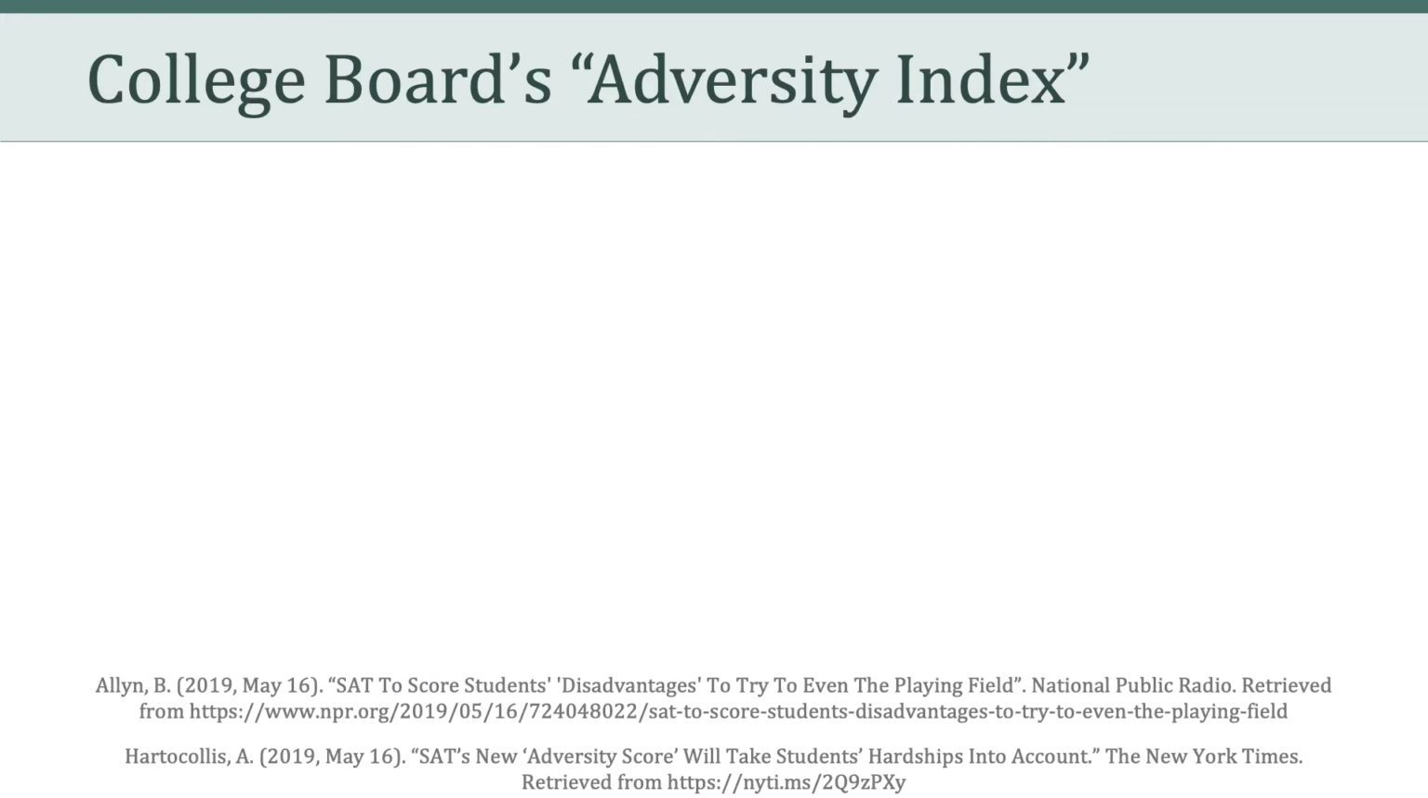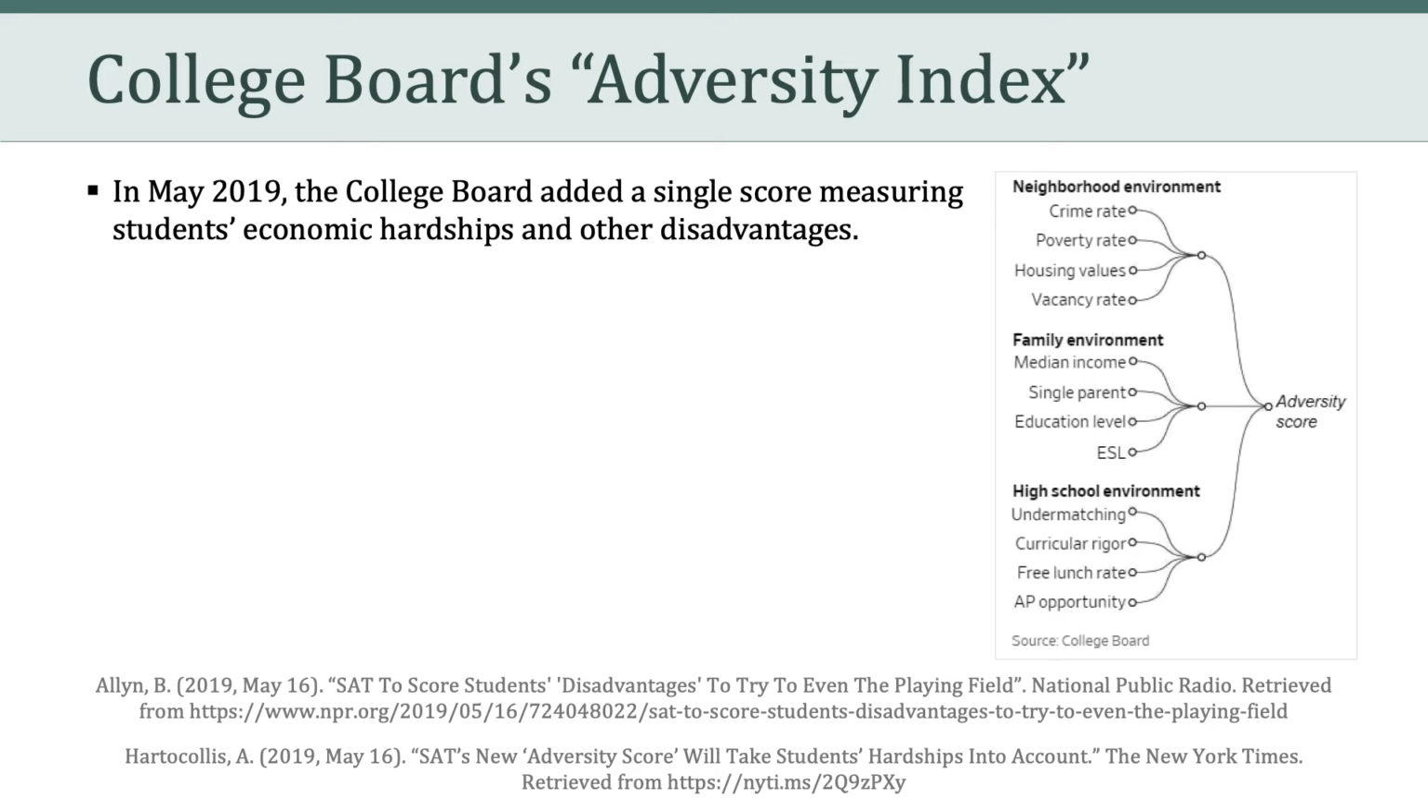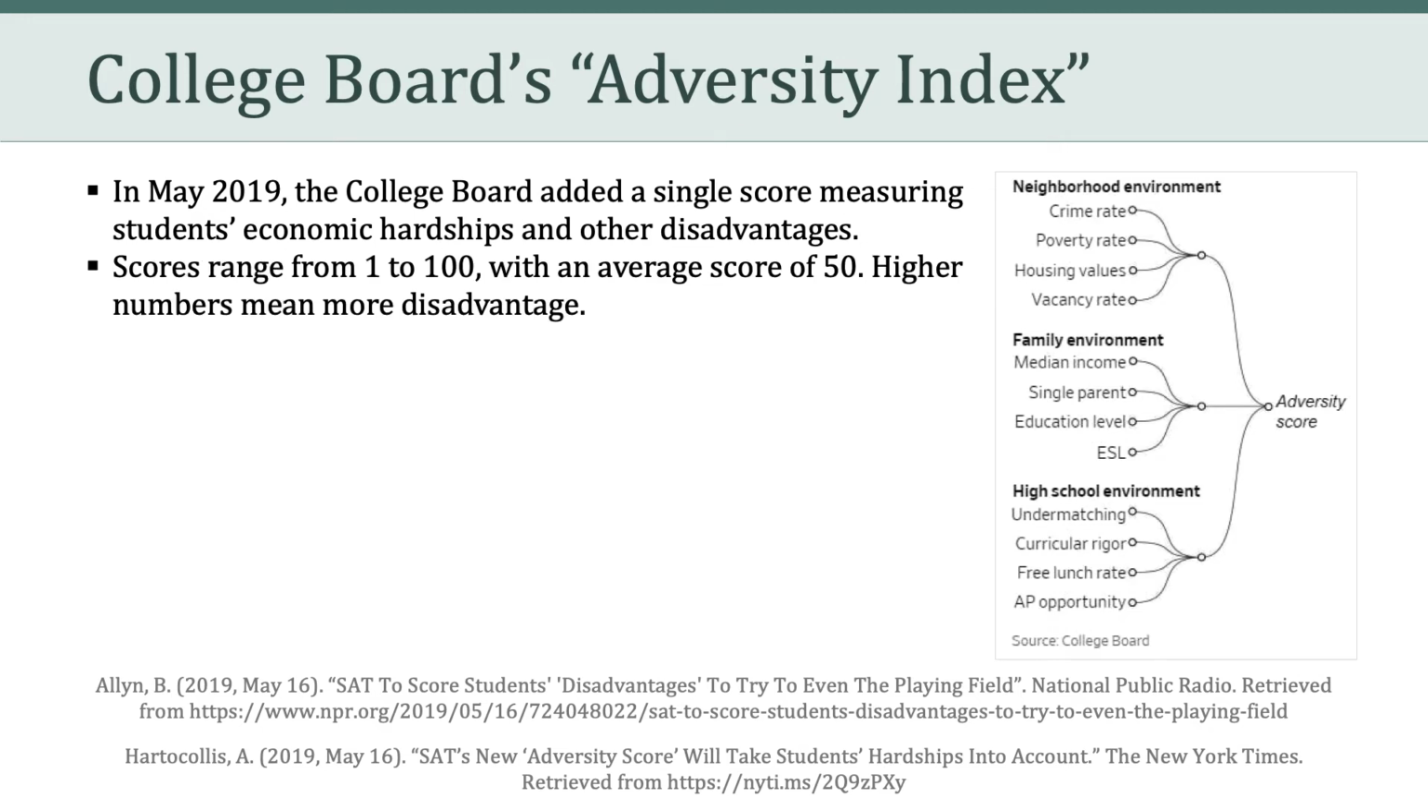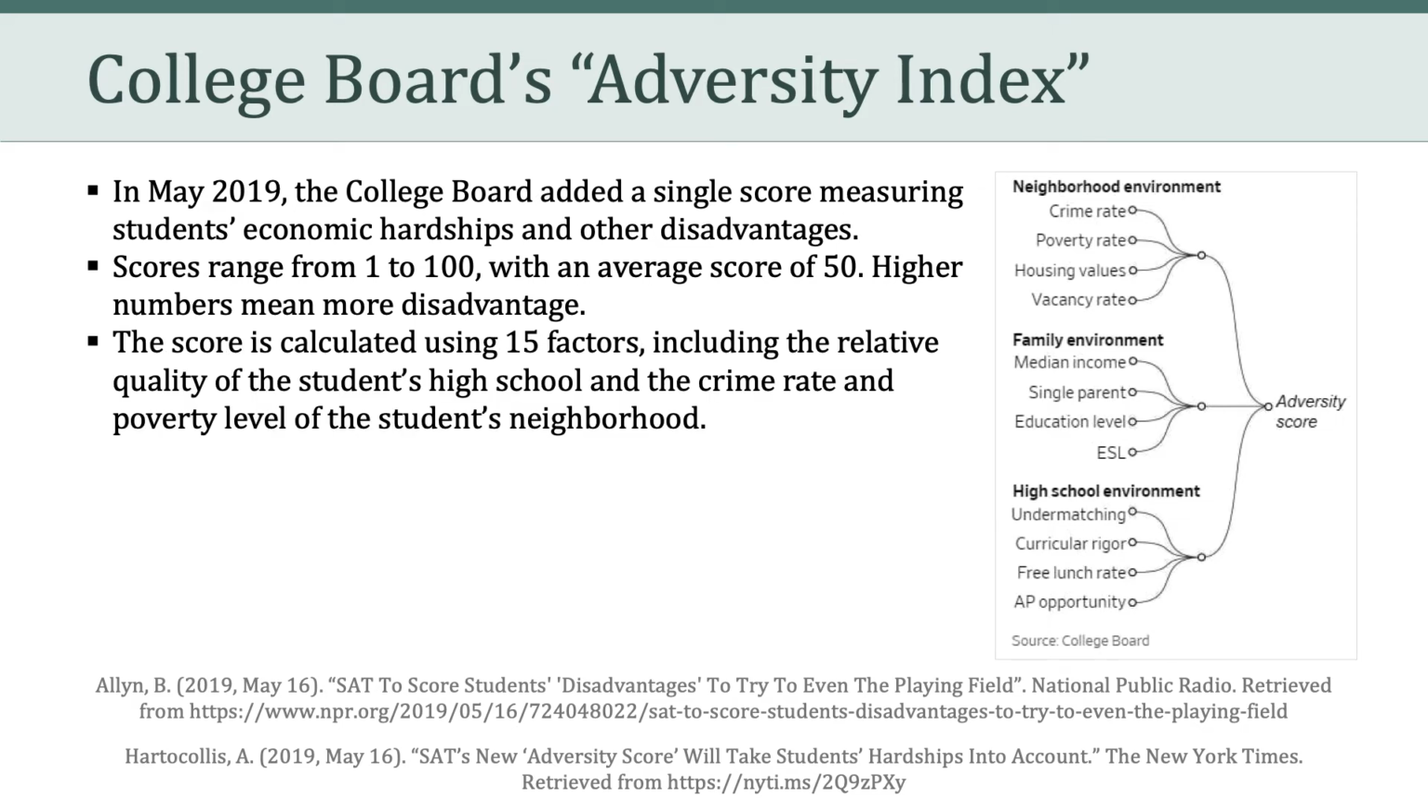Now I want to talk a little bit about the College Board's Adversity Index. Now, if you don't already know about it, in May 2019, the College Board added a single score measuring students' economic hardships and other disadvantages. A student's adversity score could range from 1 to 100 with an average score of 50. And higher numbers mean more disadvantage and lower numbers mean less disadvantage. The score is calculated using 15 factors, and you can see some of those factors shown on the right-hand side.